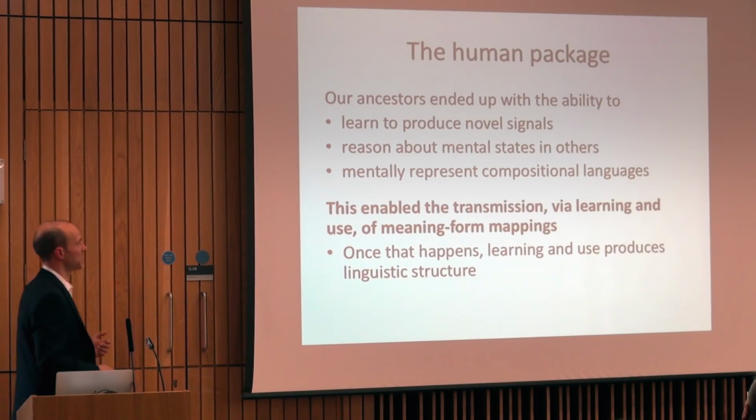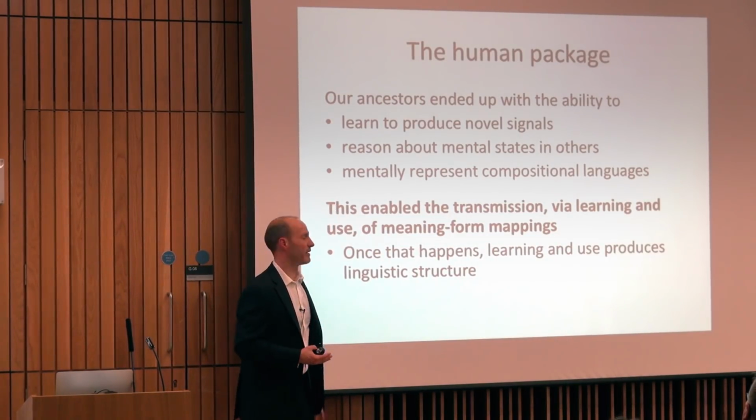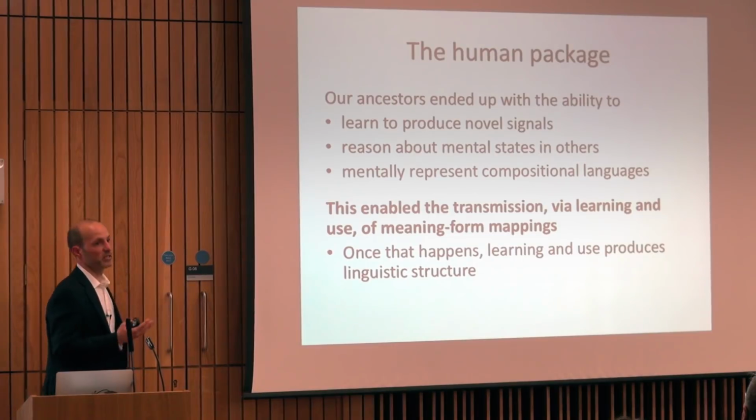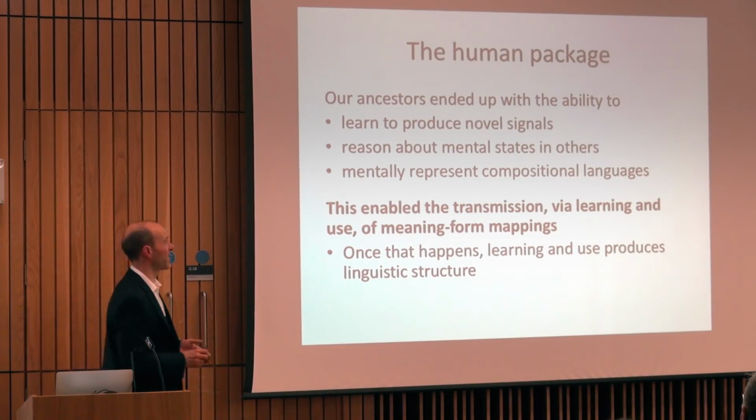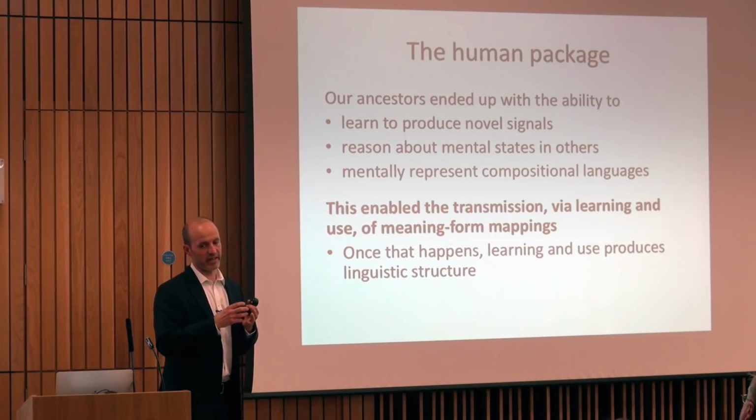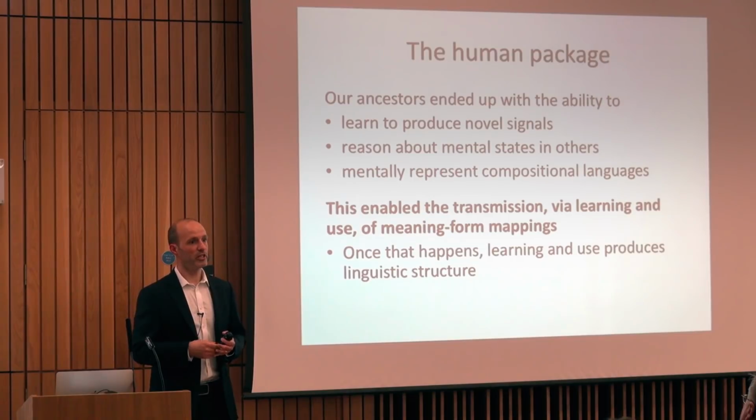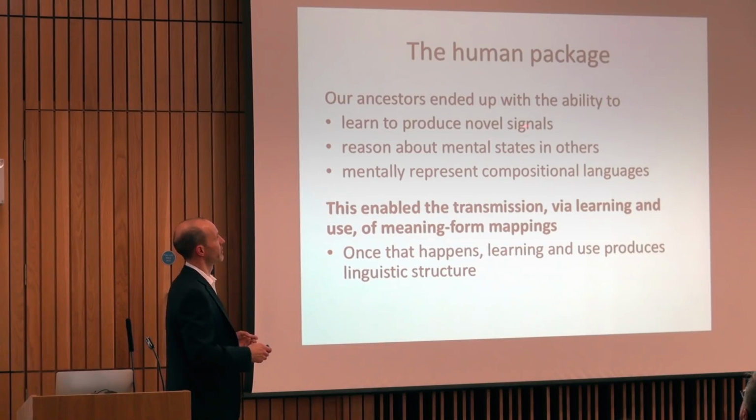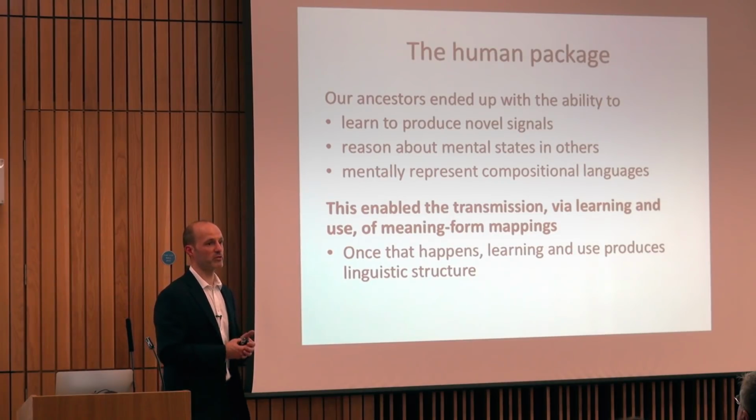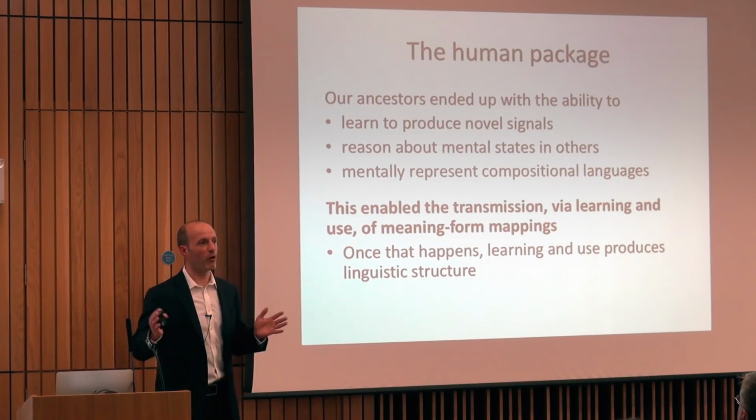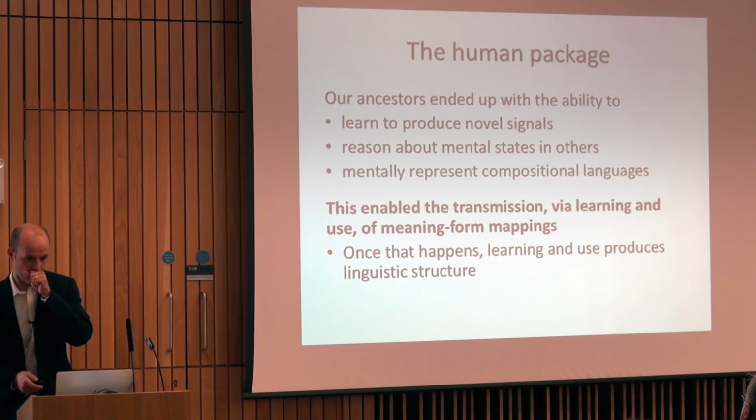And then once these capacities are in place, that sets off the iterated learning process. And we know that iterated learning produces linguistic structure of the kinds that I talked about in part 2. Okay, so the idea is that the crucial evolutionary event in human history is not evolution providing us with linguistic structure, but rather evolution providing us with the capacity to learn and transmit meaning-form mappings. And once you have those capacities, then linguistic structure evolves as a kind of natural side effect of language learning and language use.